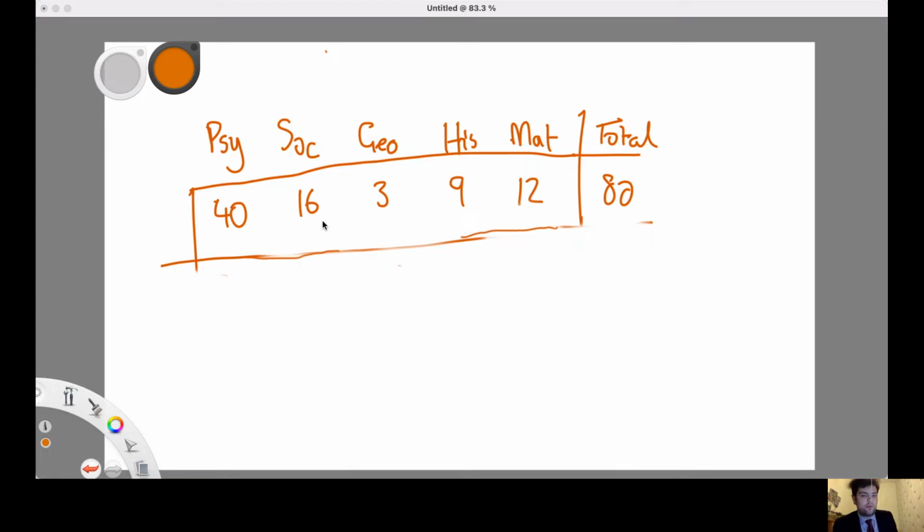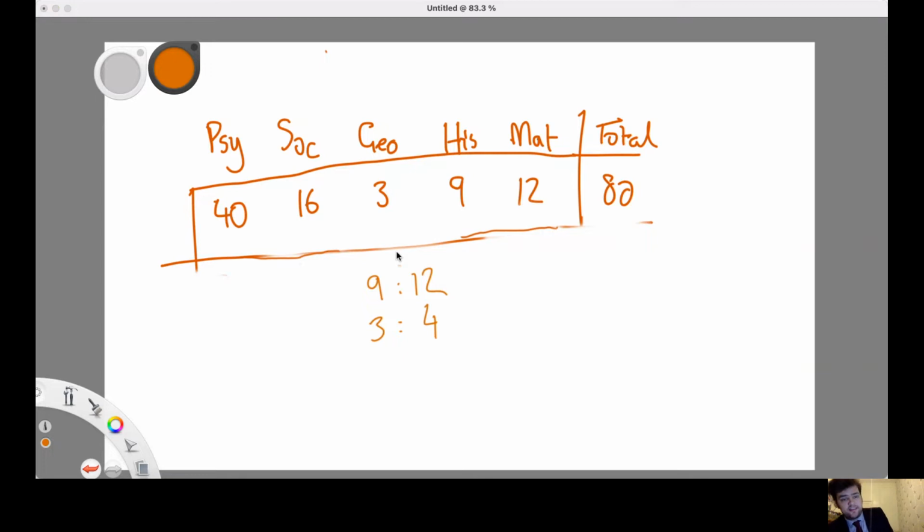We might want to know the ratio between sociology and history and maths. And the simple way to do that is if it asks you what's the ratio of psychology students who chose history to maths, well, you know there are 9 history students for every 12 maths students. That's all the ratio means. How many of A are there for every one of B? And like fractions, you just simplify down. So we know 3 goes into both of these, so we can just divide by 3. Ratio is 3 to 4.